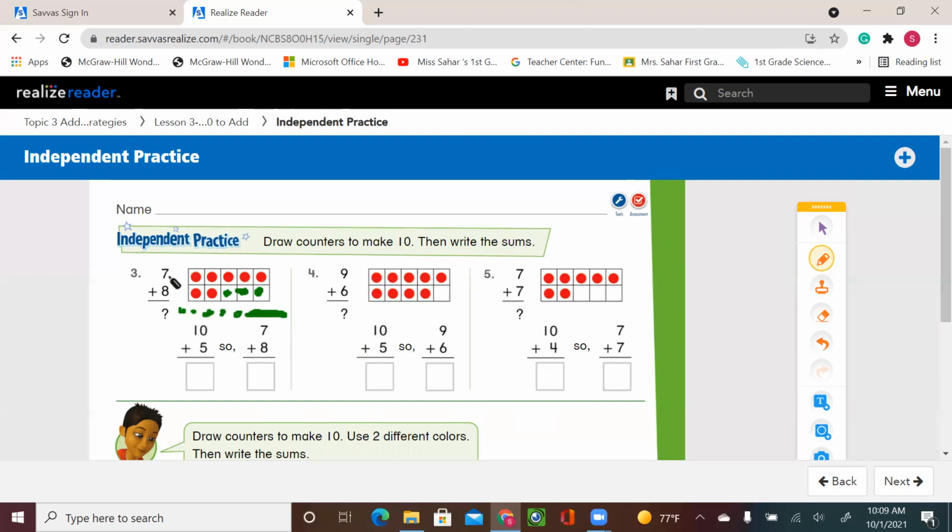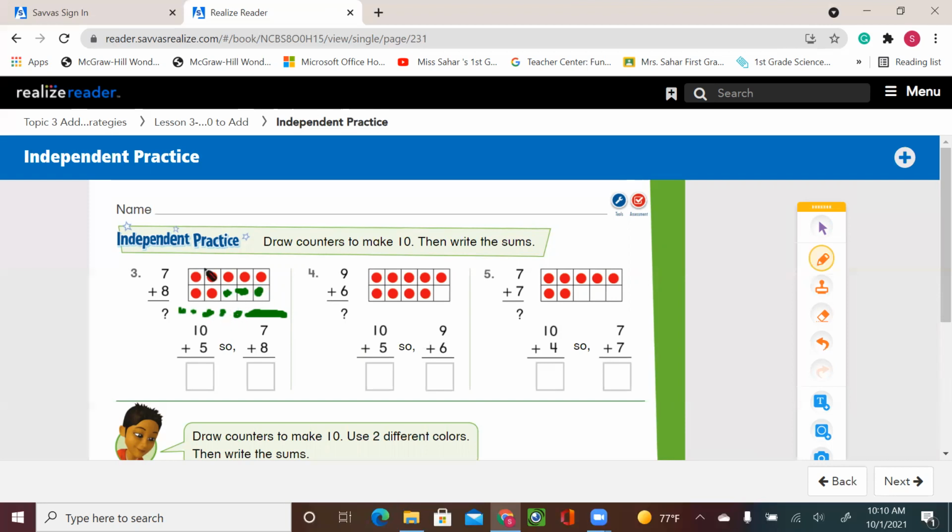So 7, that was my first addend. 8 was my second addend. I put the counters for 8 outside. I took 3 to fill the empty 3 boxes. That's why I only took 3, because I have only 3 empty boxes. And then I have the rest of the counters outside.